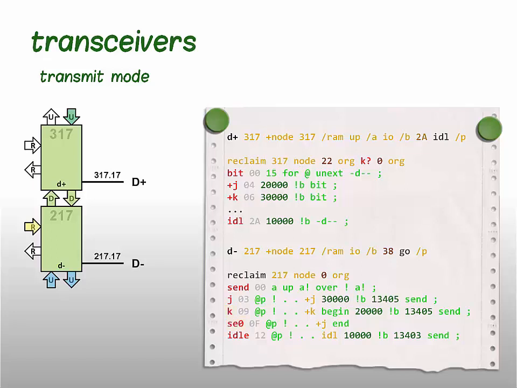Finally, we have word idle, which calls idle in node 317, and both set GPIO pins in weak pull-down mode. Then we set the in direction of the bus.